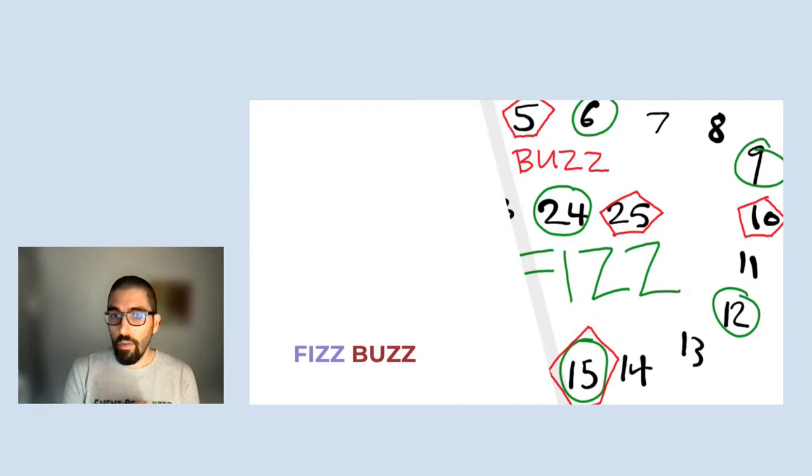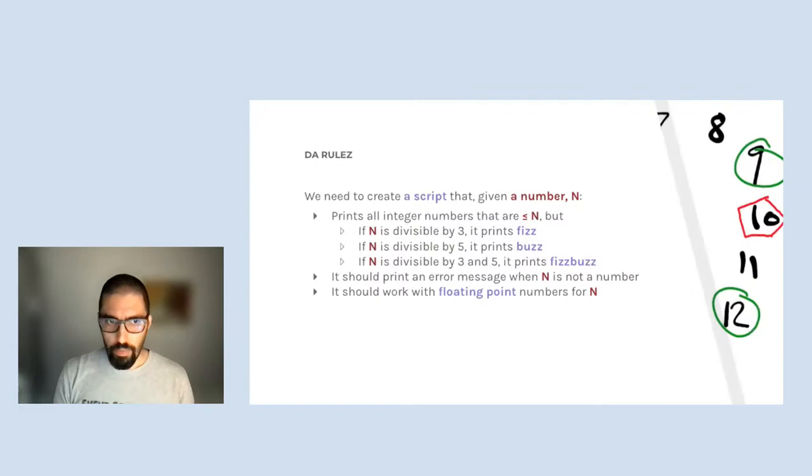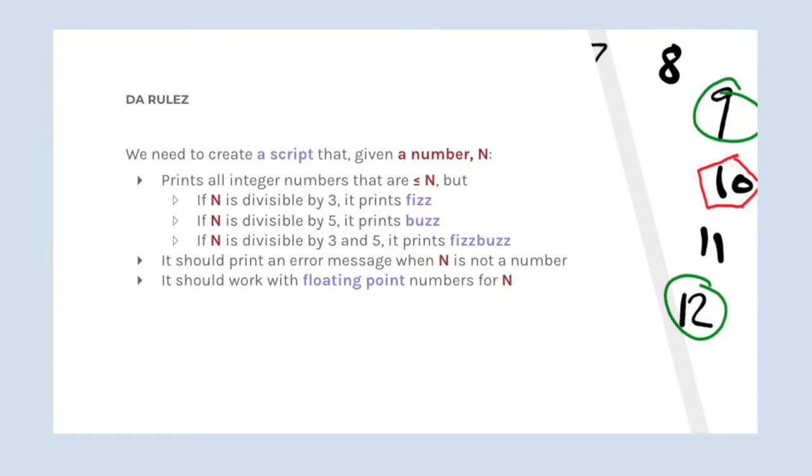And these are the rules. We need to write a script that's given a parameter called n, and it prints all integer numbers that are below it, one after the other. And for each one, if the number is divisible by 3, it prints Fizz. If it's divisible by 5, it prints Buzz. But if the number is divisible by both, it has to print FizzBuzz.